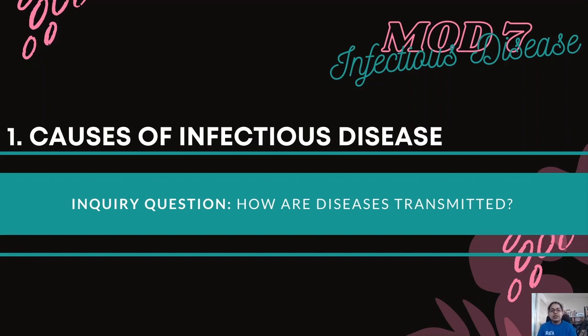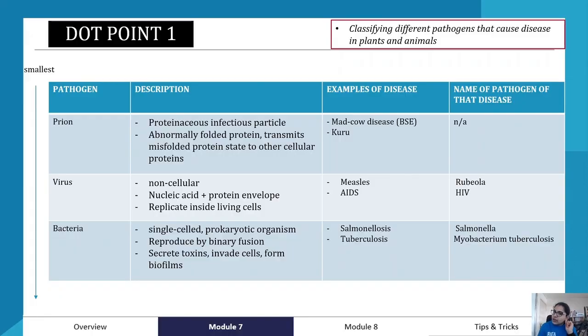Now, causes of infectious disease, how a disease is transmitted. So here we want to start off by classifying different pathogens that cause disease in plants and animals. So we've got prions. They are proteinaceous infectious particles. Some examples are mad cow disease or kuru, and they are basically the smallest types of pathogens, really small, about, I think, 200 amino acids long, so it's very small.